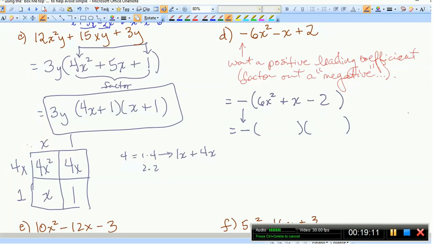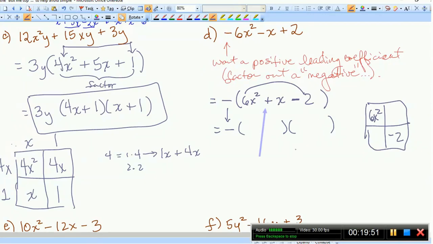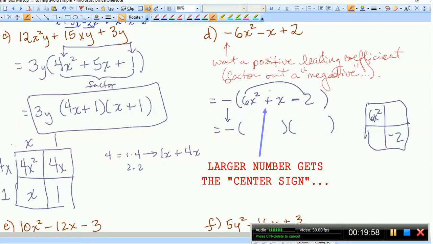So let's do the box method here. We'll actually do this to the right a little bit. Here's my little box. Box method, we have 6x squared and a negative 2. Now what are factors of what? A times C, factors of 12 that would combine to give me a positive 1. I'm not concerning myself with the sign on the negative 2 so much as the fact that I had to multiply 2 different signs to get a negative. And so when we find those factors of 12, the larger of the 2 numbers will have this sign.